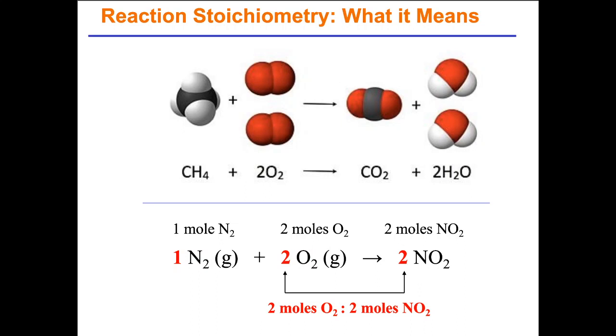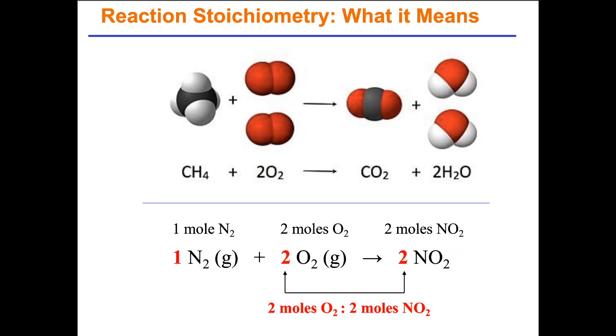So what if we look at another reaction? Now we have N2 gas reacting with O2 gas to give us NO2. So for every 2 moles of oxygen, I get 2 moles of NO2. Notice there's 4 oxygen here, 2 times 2 is 4. And then here we have 2 times 2 again, 4. So 2 oxygen to give us 2 NO2.